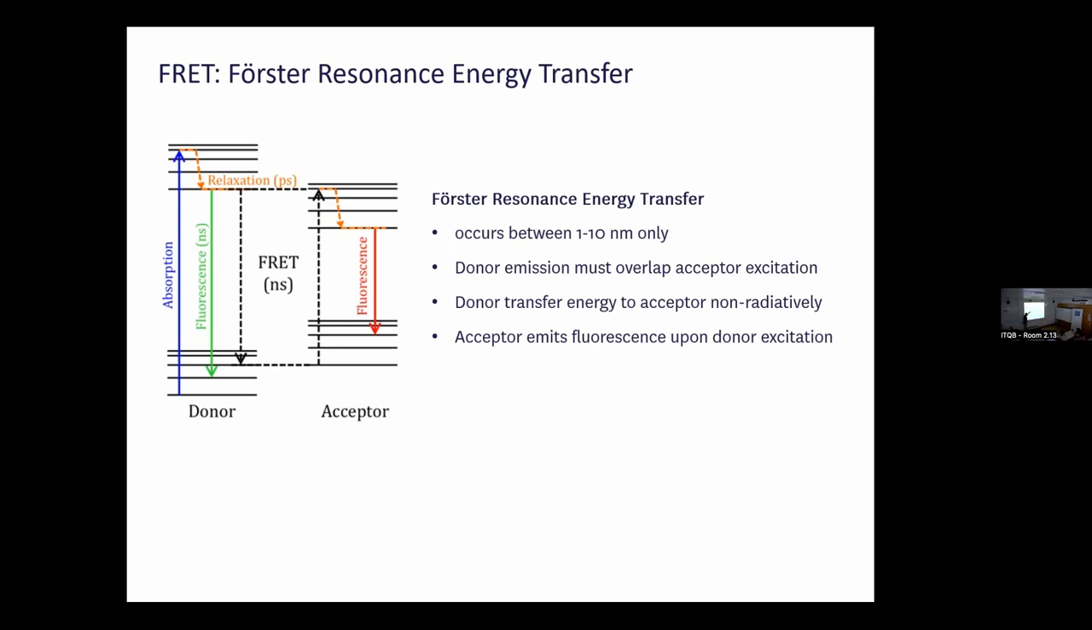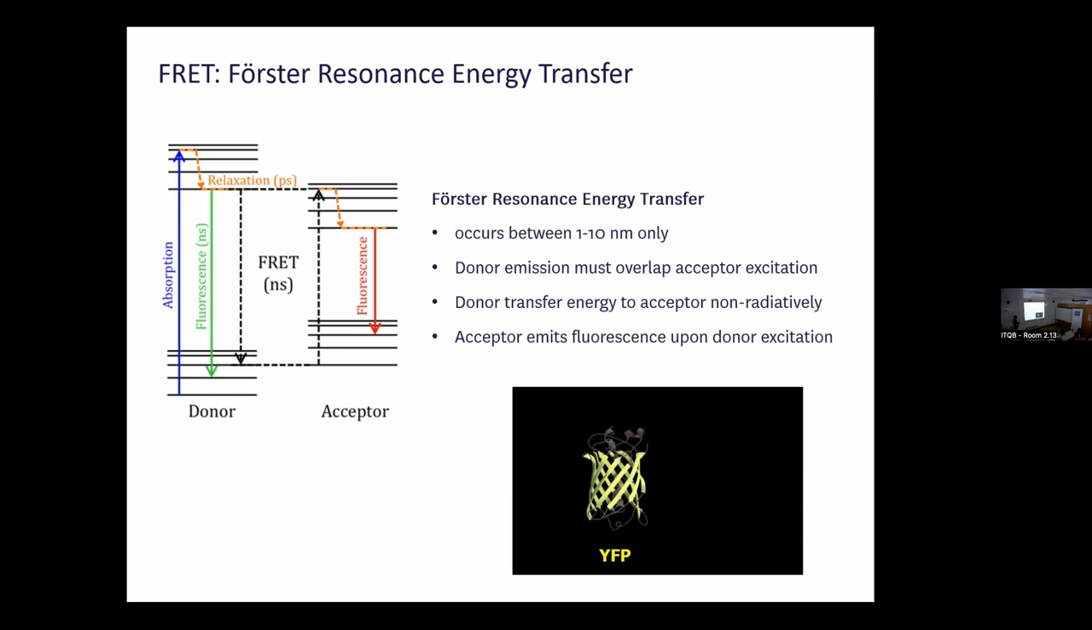This only happens if a few conditions are met. First, they have to be really, really close, like less than 10 nanometers. This is super close. This is the size of the molecules themselves. The photon that the donor would emit must match the energy that the acceptor would be excited with. So the emission spectrum of the donor must match, or usually overlap, with the excitation spectrum of the acceptor. And then they also have to be aligned in space. So there's an orientation factor also to consider. So let me show you how this works.